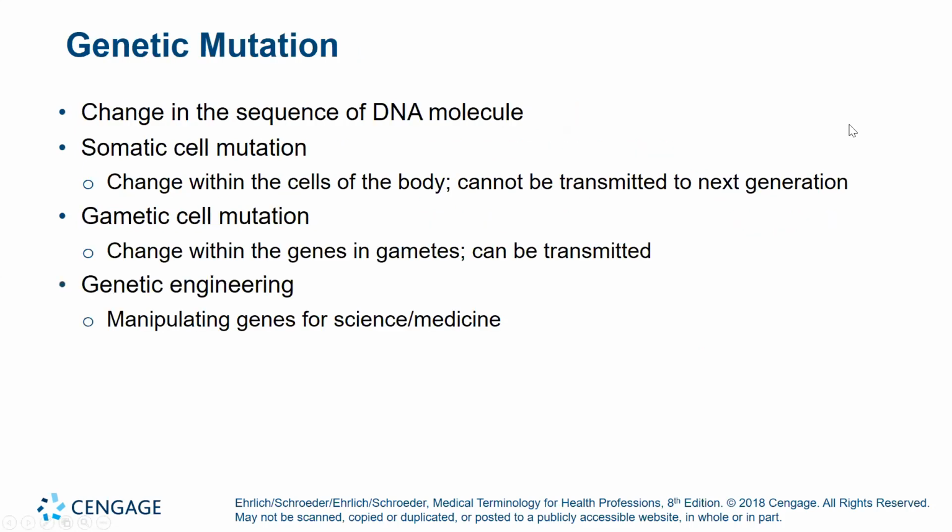We have genetic mutation. Potential causes of genetic mutation include exposure to radiation or environmental pollution. So there's a change in the sequence of molecules. You can see we have different ones here. We have somatic cell mutation, gametic cell mutation, and genetic engineering.